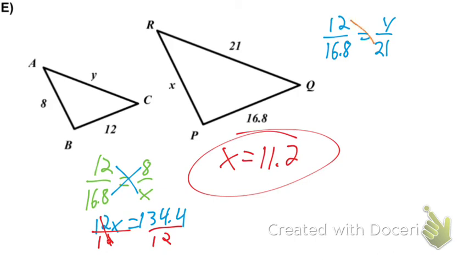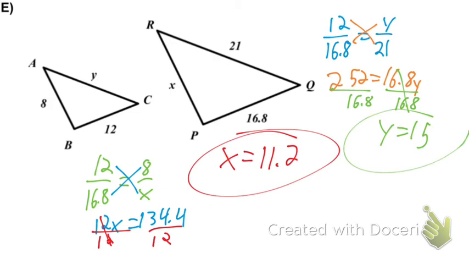So here we cross multiply. 12 times 21, what is that? 252 is equal to 16.8y. Divide by 16.8. It's 15. And y is a nice even 15.